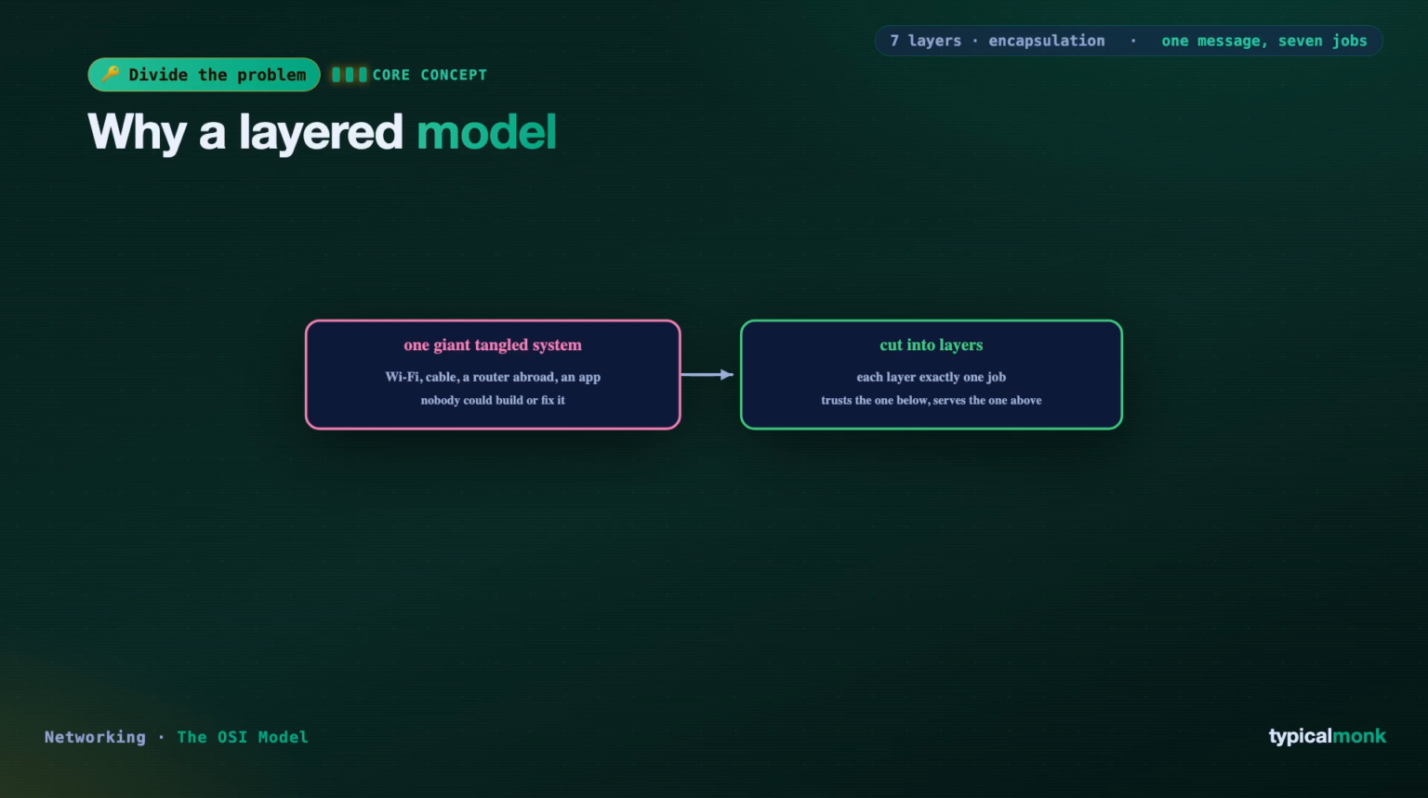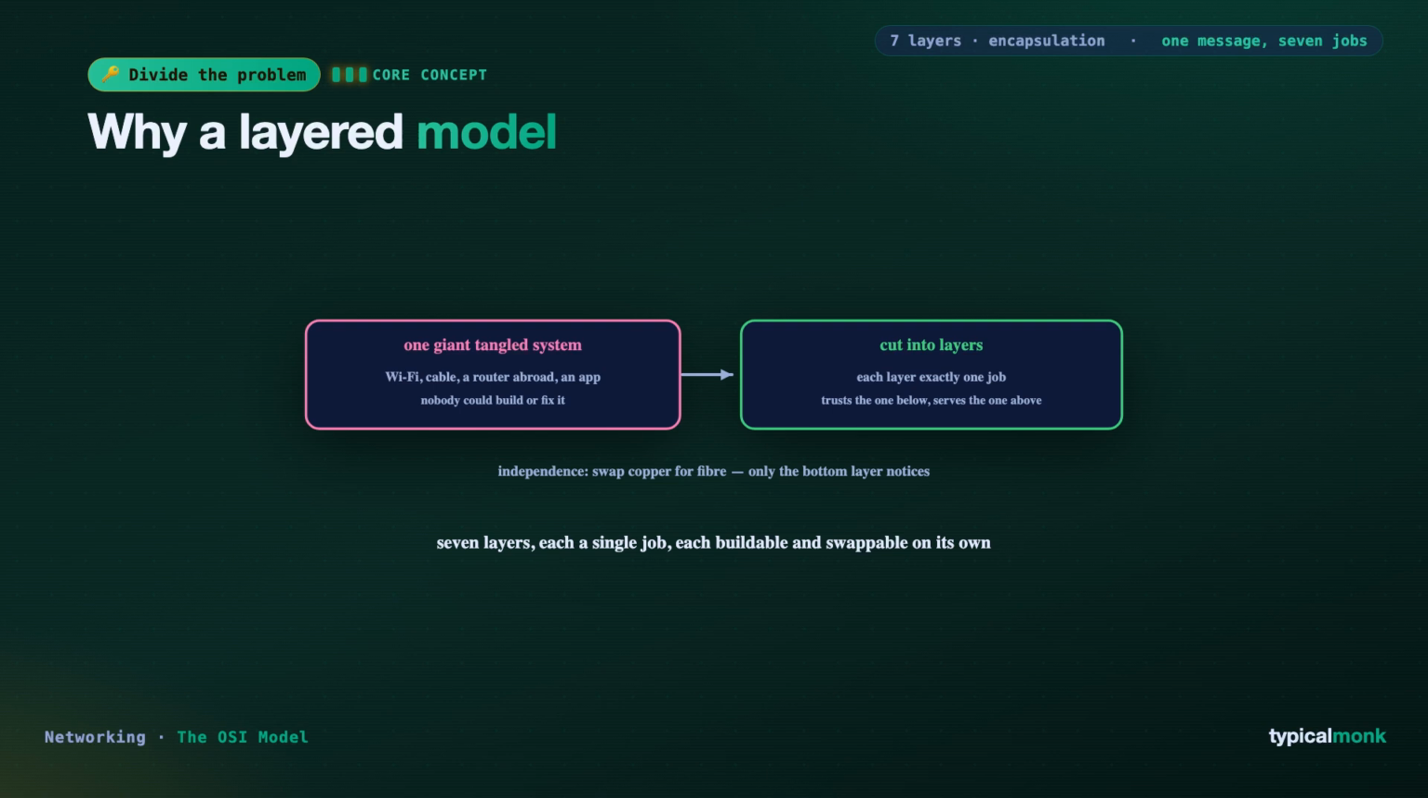So we do the thing engineers always do with a huge problem. We cut it into layers and we give each layer exactly one job. One layer worries only about the physical signal. Another worries only about finding a route. Another worries only about reliability. And crucially, each layer trusts the layer below it to do its job and offers a clean service to the layer above. The payoff is independence.